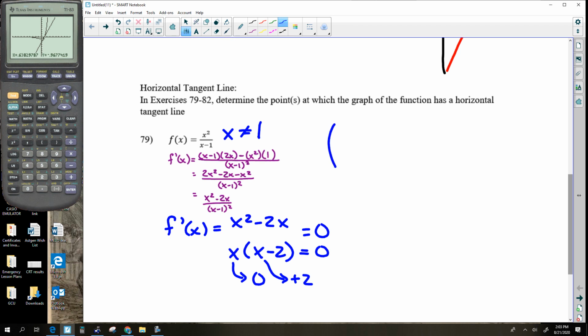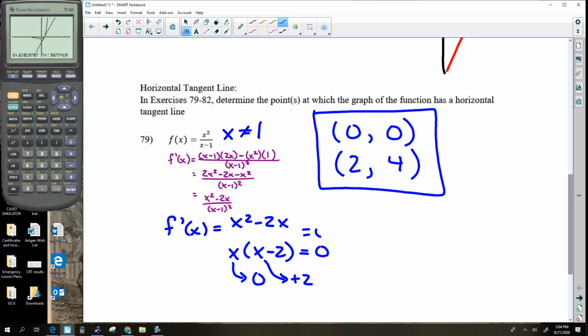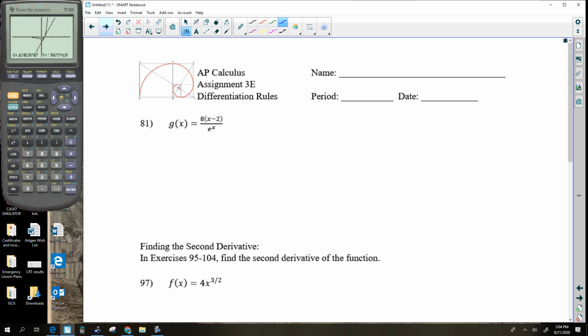So one of the points will have an x value of 0, the other will have an x value of 2. Plugging and chugging into the original, this is going to be (0, 0). Plugging 2 into the original, that's 4 over 1, so that's 4. There's your points. Sometimes they'll ask for points, sometimes they'll ask for x values.